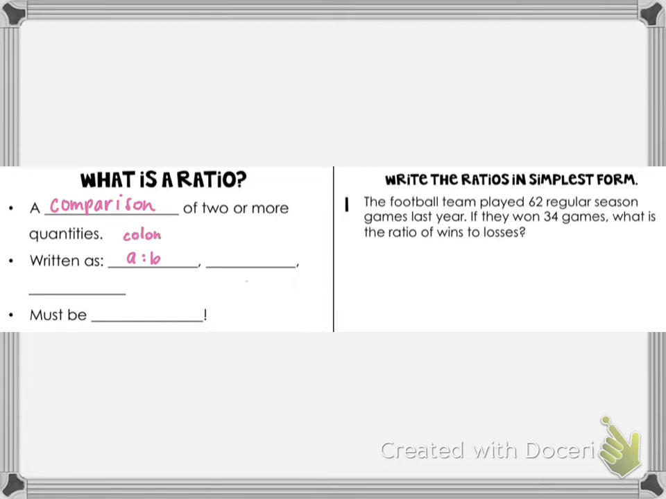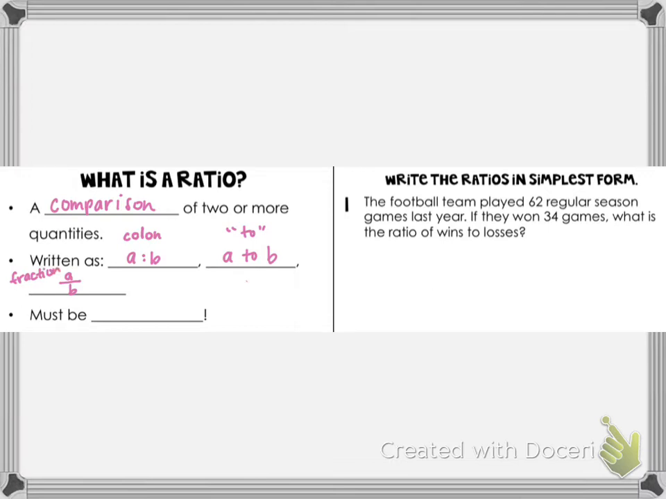The second way is to use just the word to, T-O. So this could be said as A to B. And then the last way to write a ratio is with a fraction, probably the one that we are pretty used to. So I can say that we have A over B, and this is as a fraction.